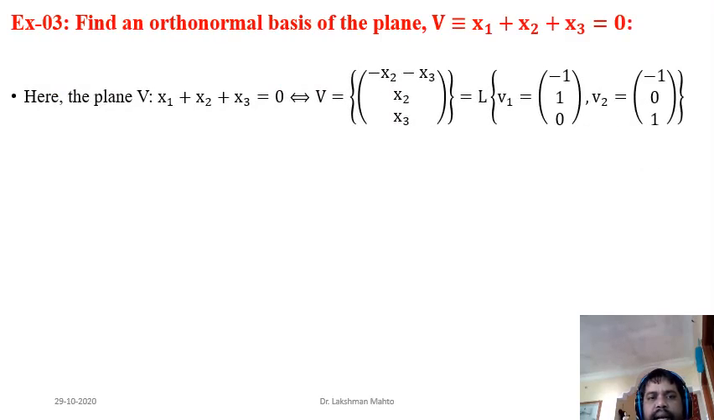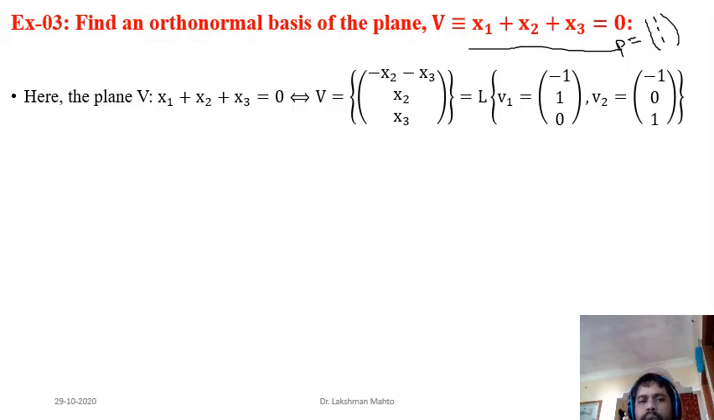So the first question is that we have to find an orthonormal basis for the given plane. We have a plane V, which is a subspace. Why? Because it is passing through the origin. x1 plus x2 plus x3 equal to 0 represents a plane passing through the origin. If I ask what the normal vector to this plane is, you can easily find it: the normal vector is (1, 1, 1).